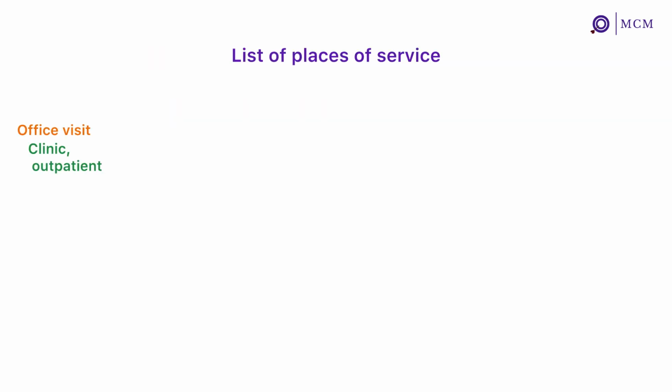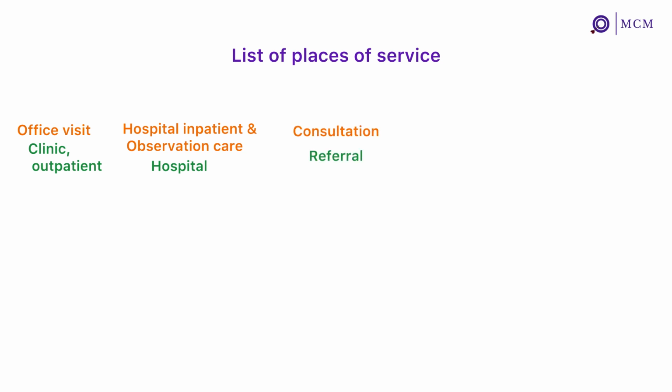Office visit. Here the physician provides E&M service in an office, clinic, or outpatient setting. Next, hospital inpatient and observation care services. Whenever the patient is admitted into hospital or observation care, we need to code from this category. Third is consultations. What is meant by consultations? When the patient is referred by one physician to another physician, the provided service is a consultation service.